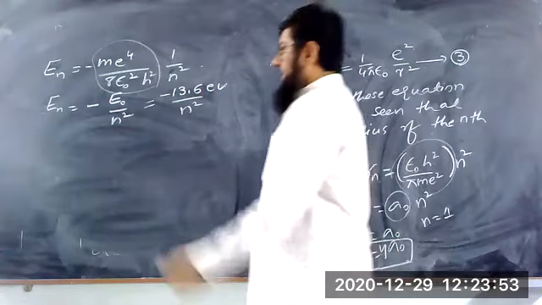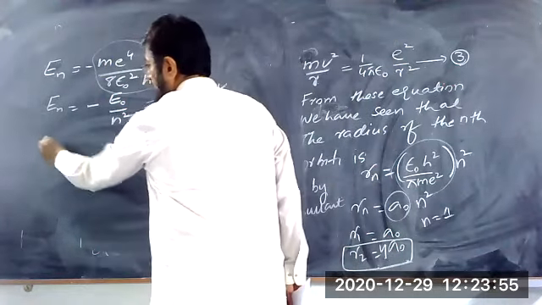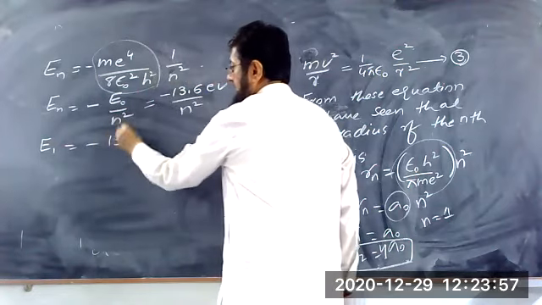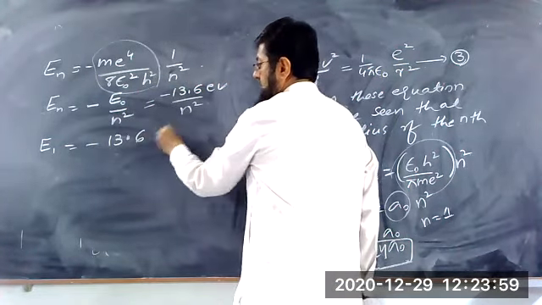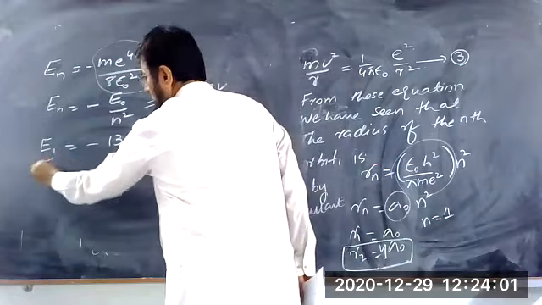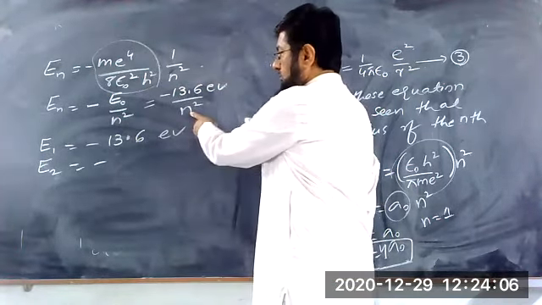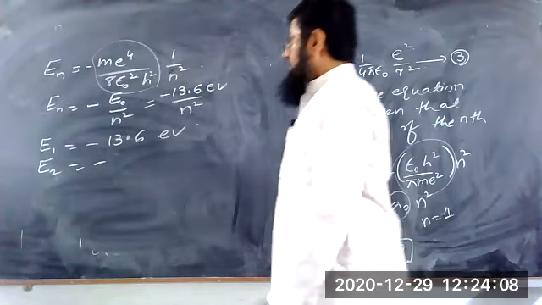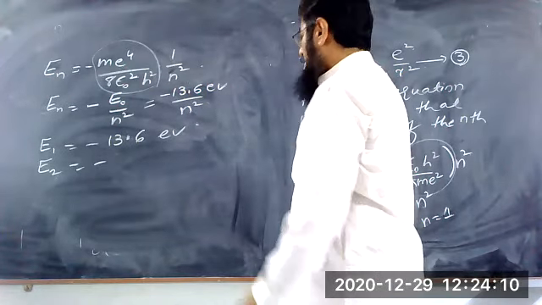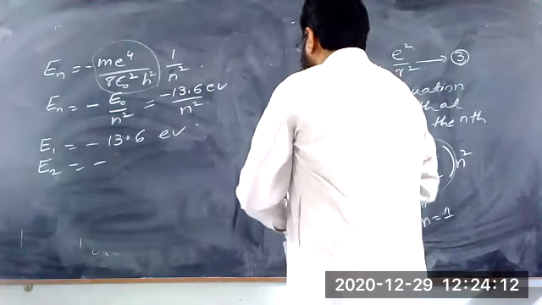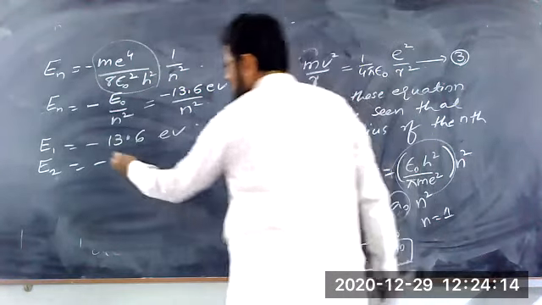So here for n is equal to 1, E1 is equal to minus 13.6 electron volt. E2, energy of the second orbit, is equal to minus 13.6 divided by 4, which is equal to minus 3.4 electron volt.